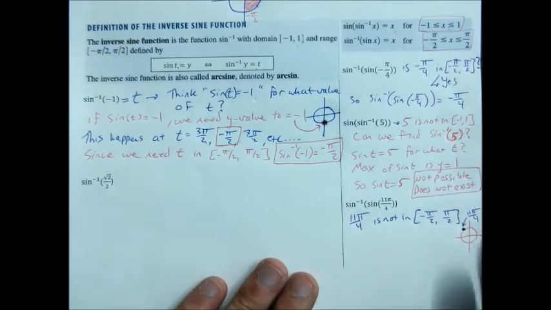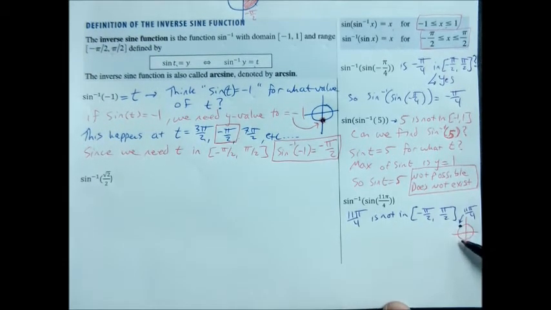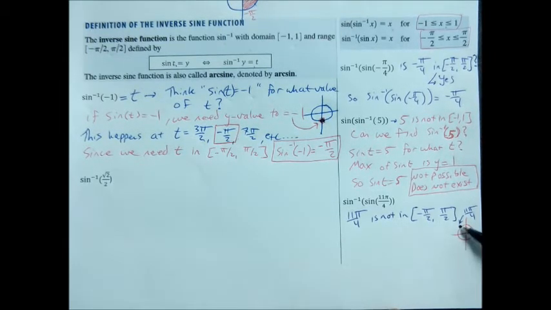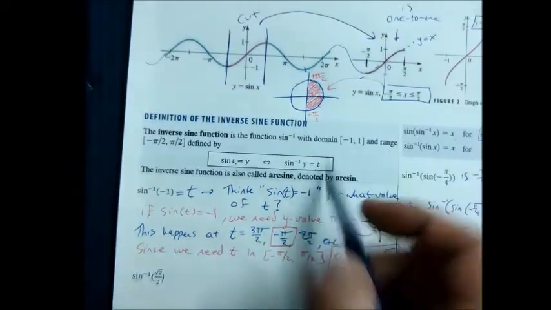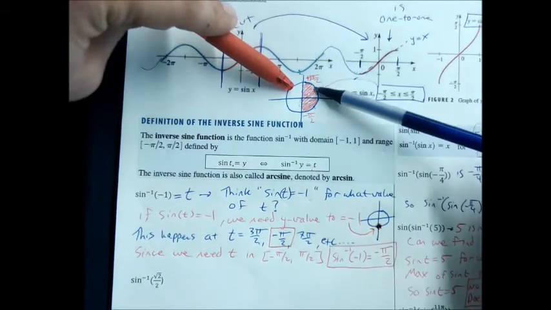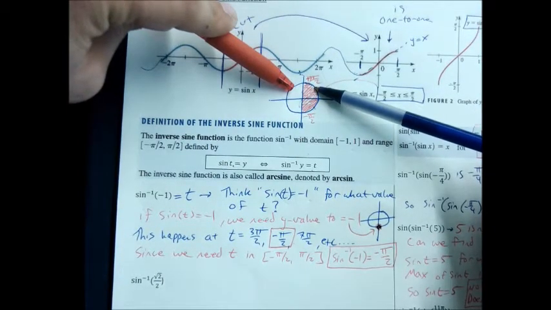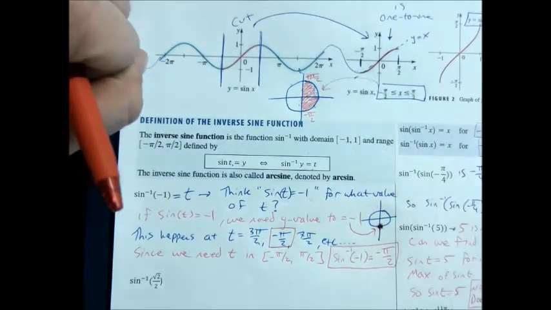Right, that's where 11 pi over 4 is. It's on the wrong side. But it has the same y value as something that is on the correct side. What has the same y value, between minus pi over 2 and pi over 2, as 11 pi over 4? So 11 pi over 4 is right here. It's a pi over 4 type. What's this type right here that is on the same height, that has the same y value? Pi over 4, yeah. And that would be between minus pi over 2 and pi over 2.